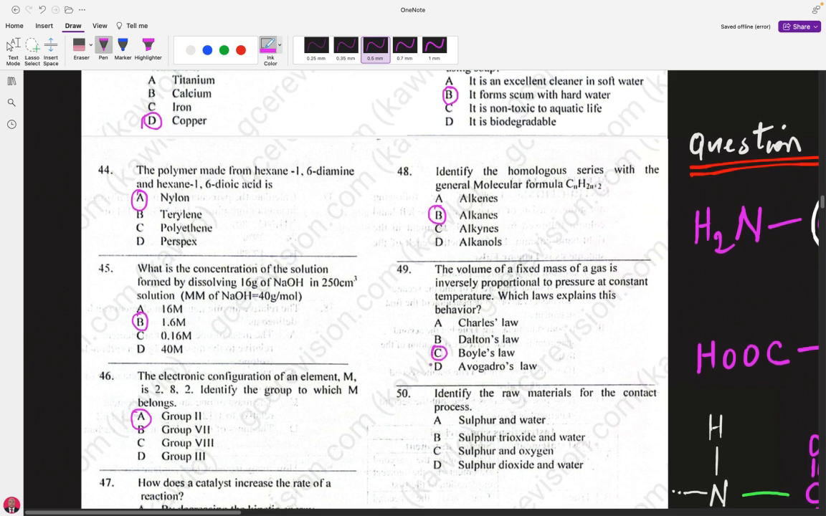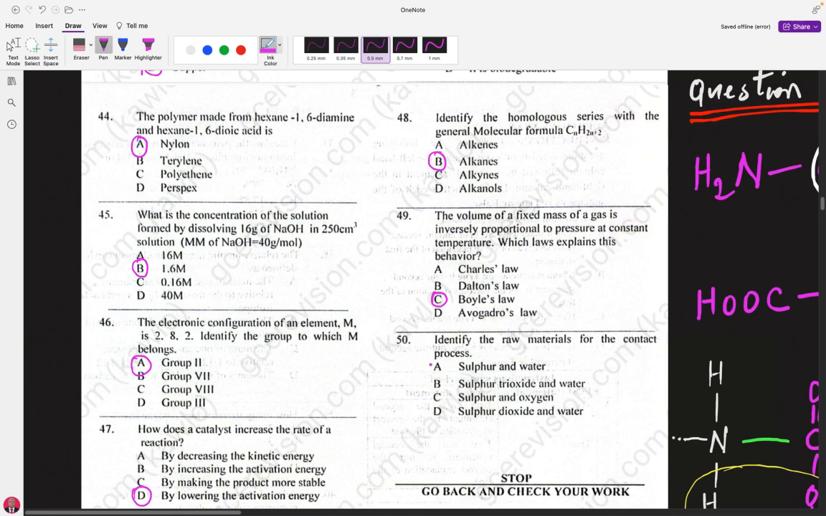And the last one for today. Identify the raw material for the contact process. The contact process is the industrial manufacture of sulfuric acid. Of course, you know the raw materials. We will need sulfur dioxide. We will also need water. Those are the raw materials?